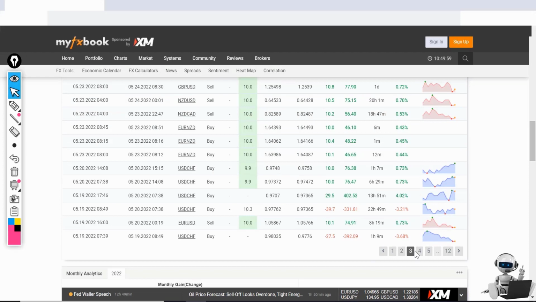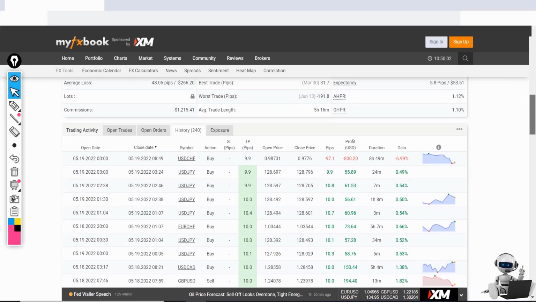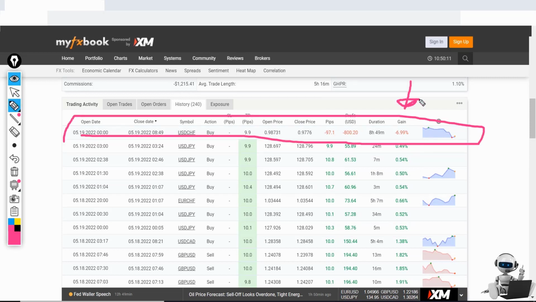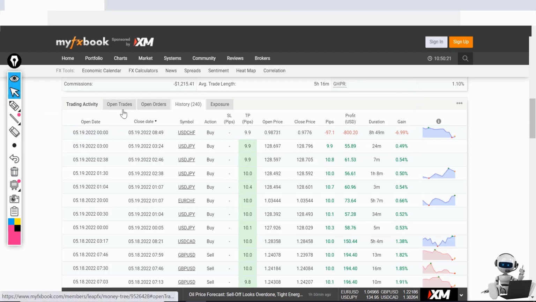That's possible to happen with any expert. There is always a downside. You can see even here you have 6% on this one trade. So if this happened on the first day you put the expert into your live account, you would probably say, well, this is a scam EA, but this happens with any type of expert.